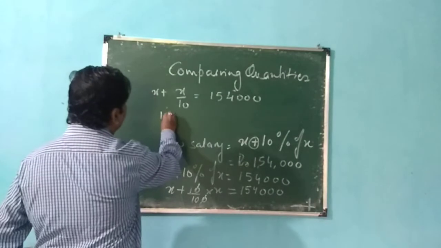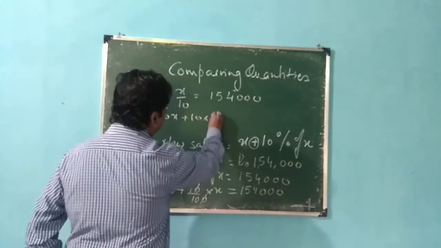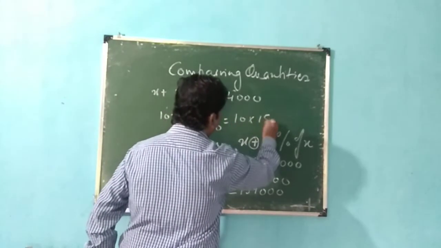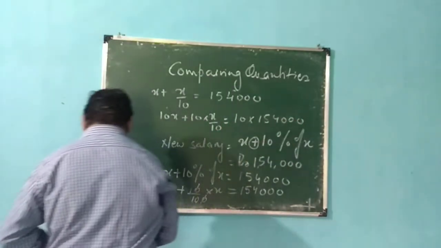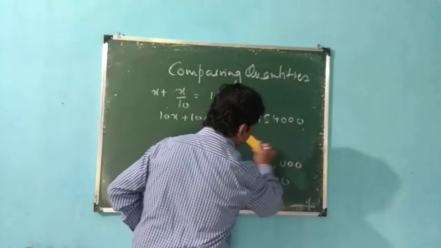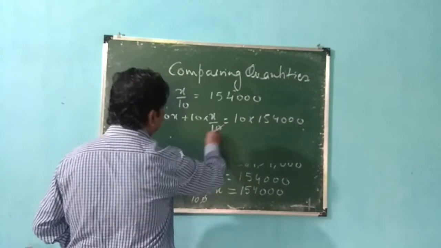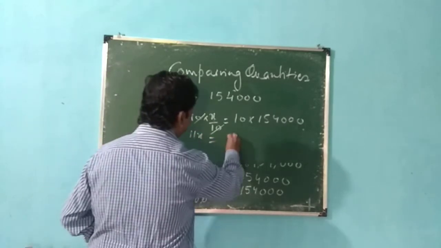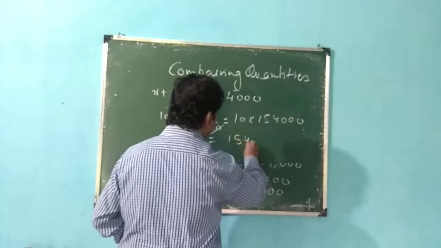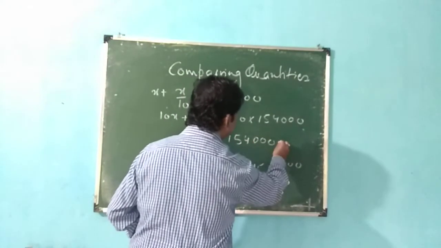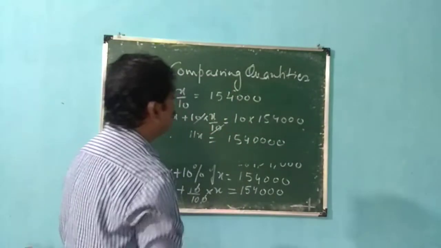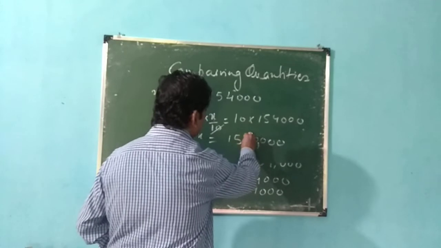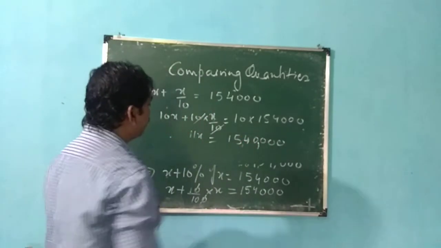So multiply 10 on both the sides, you will get 10x plus 10 into x by 10 is equal to 10 into 1,54,000. So you will get now 10x plus x is 11x is equal to 1,54,000. I mean, it will increase now. There are 3 zeros. It will become 4 zeros now. Now it is 15 lakhs 40,000. Now divide this, x is equal to.